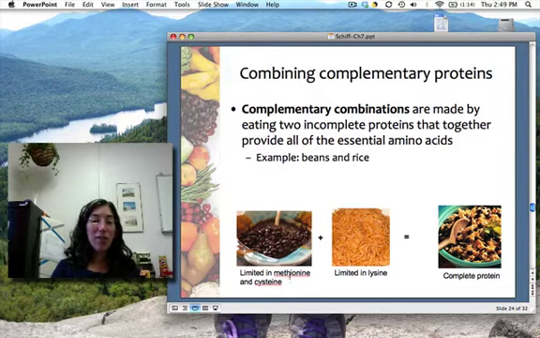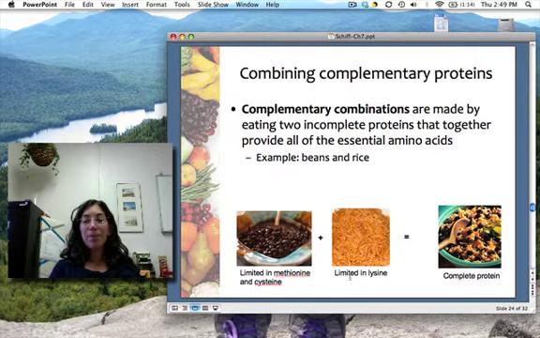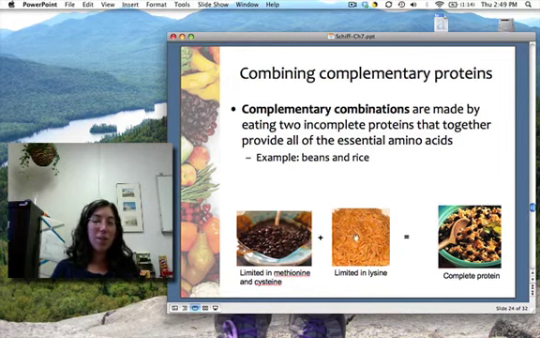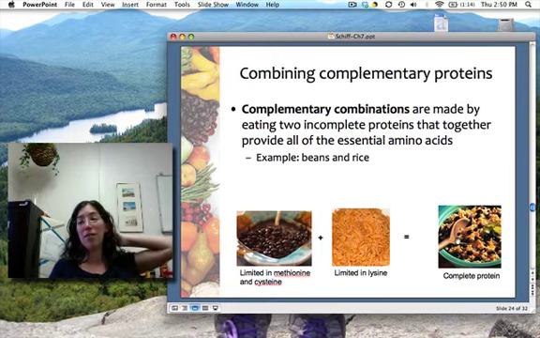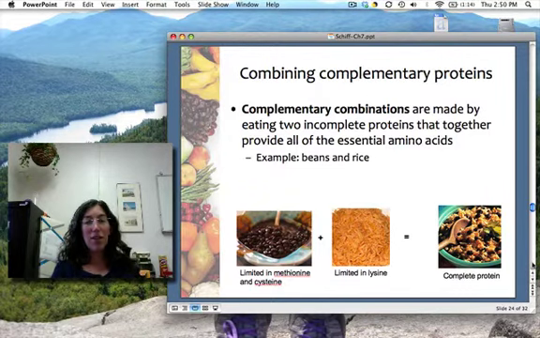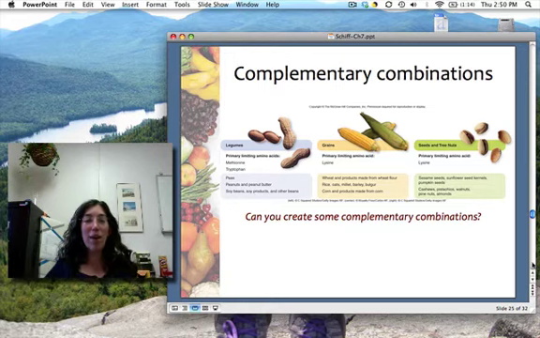But beans are limited in methionine and cysteine. Okay, methionine is an essential amino acid. Cysteine is conditionally essential. And rice is limited in lysine, but it has lots of methionine and cysteine. And beans are limited in methionine and cysteine, but they have plenty of lysine. So you eat them together, and suddenly you have all of your 9 essential amino acids. So you have a complete protein. This is called complementary combinations. This can be good for vegetarians who are trying to get their complete proteins without eating animal products. And it can also be good for individuals who do eat meat, just as a way of making sure that you're getting all of your essential amino acids.